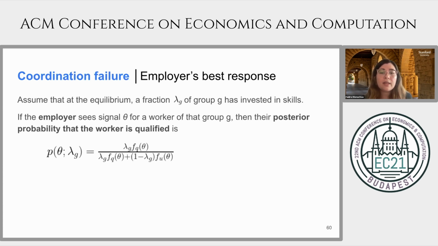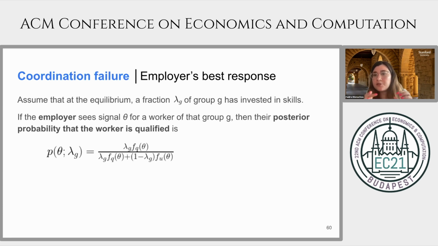We know that the fraction of truly qualified workers in G is lambda G. And from these workers, the fraction who have signal theta and are qualified is exactly this F_Q(theta). Doing the same calculations for the unqualified workers, we finally get this probability. Very simple computations.